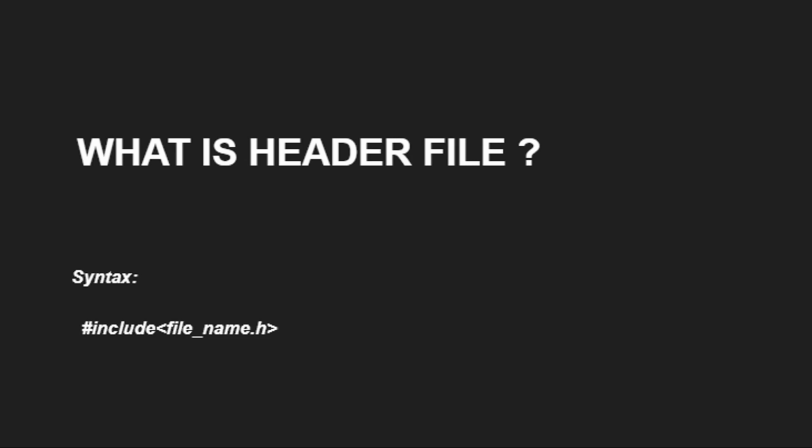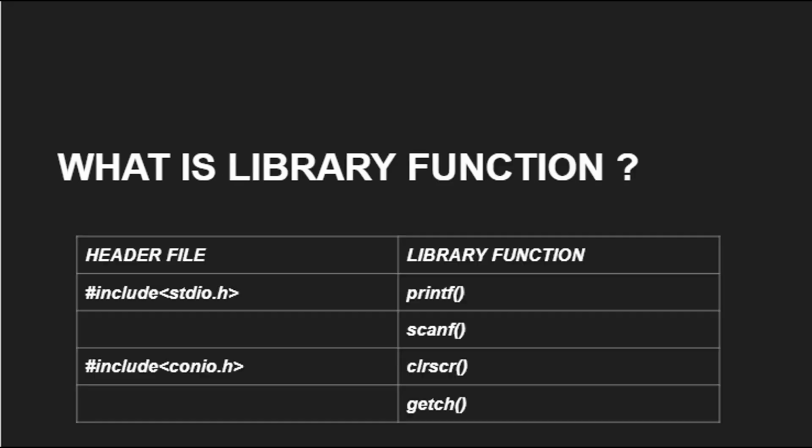The header files are files with .h extension and contain the code for library function. See the syntax of header file. In syntax, we have to first write hash include and then in angular bracket we have to write the file name with .h extension. Second question, what is library function?